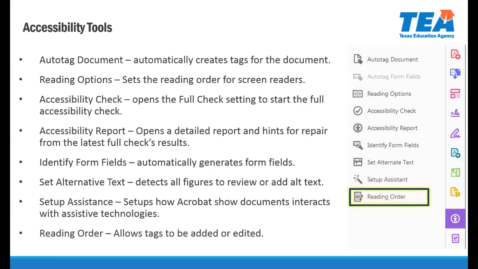The reading order is probably the most helpful tool in Acrobat to help you fix most accessibility errors. It allows you to create tags for content or edit existing tags on the document without doing any work in the tags pane.